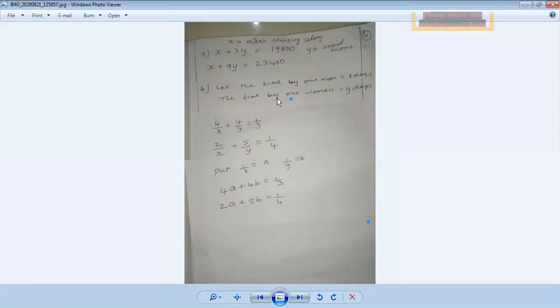Next one, time is given. That means men are working for X days and women are working for Y days. So convert the number of days into the amount of work done by the men and by the women. So bring it to the denominator. This you studied in 8th standard. Now, convert the number of days into reverse form. X days means, for example, a person working for 10 days, then 1 day's work is 1 by 10. This you studied in 8th standard.